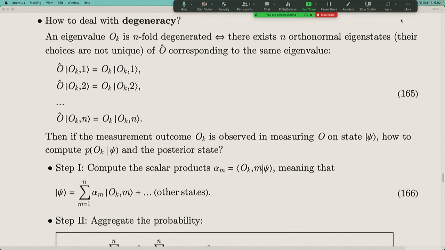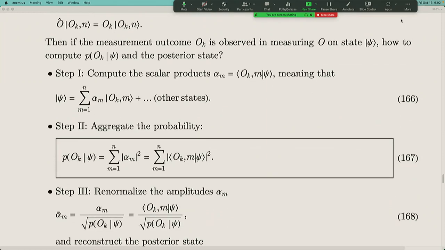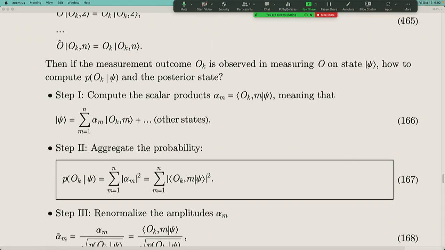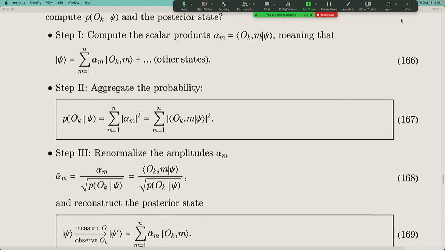In a more careful analysis, there are multiple, say n, states which correspond to the same eigenvalue of this O operator. Then the probability is the aggregate of the overlap of your original state with each one of the degenerate eigenstates in this degenerate subspace. That is the total probability for you to observe that particular eigenvalue, because there are multiple ways of realizing it, so you have to sum the probabilities together.